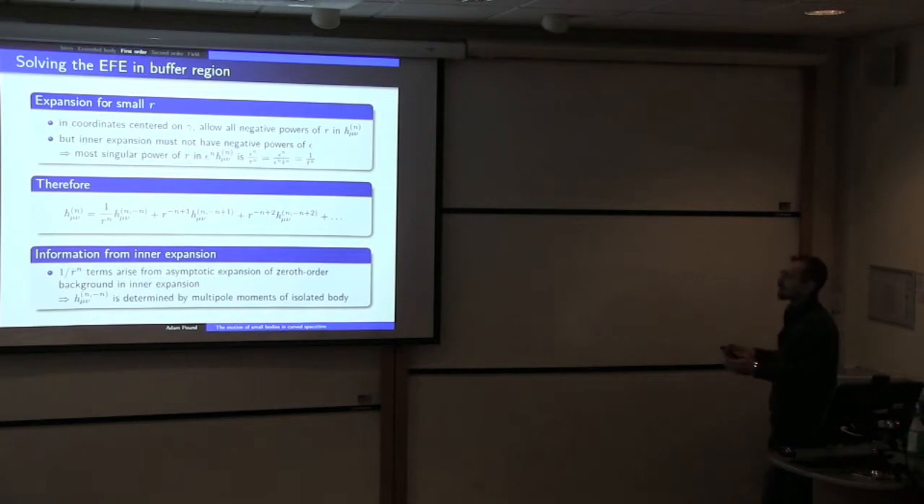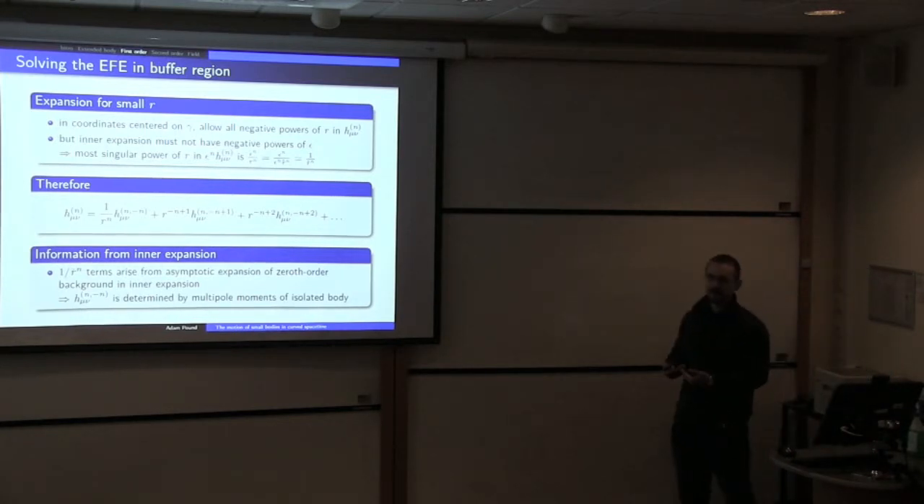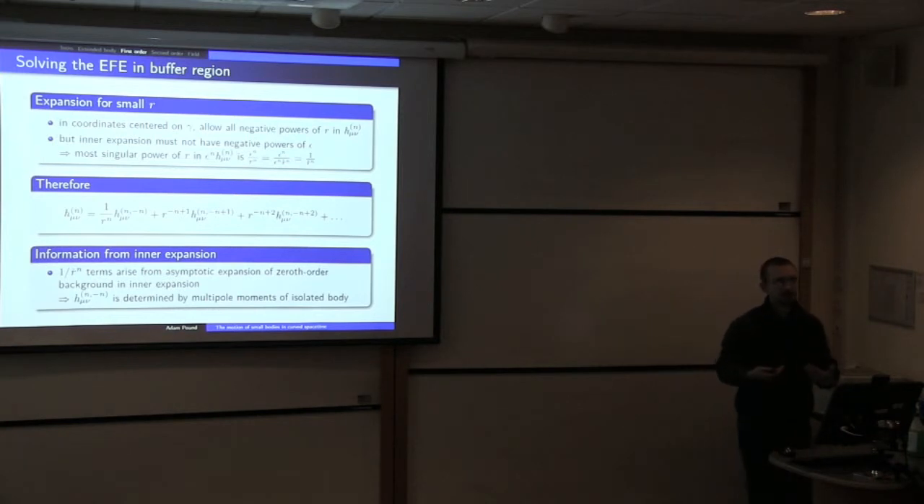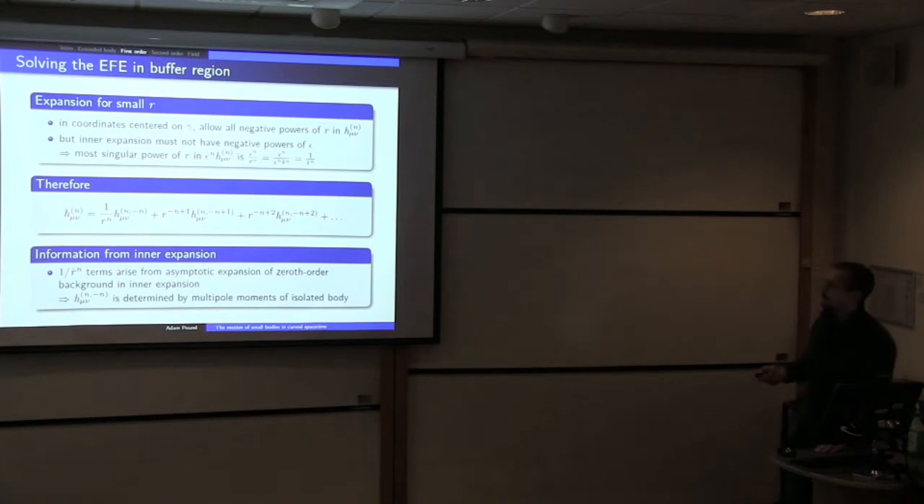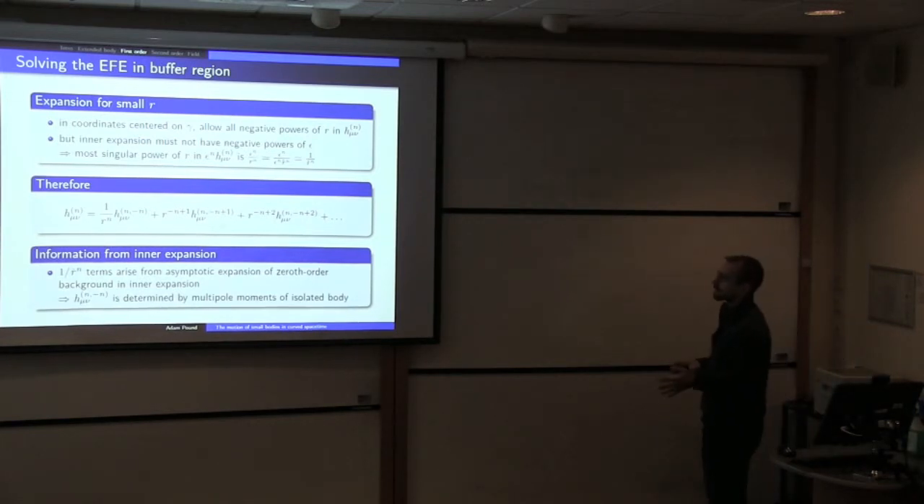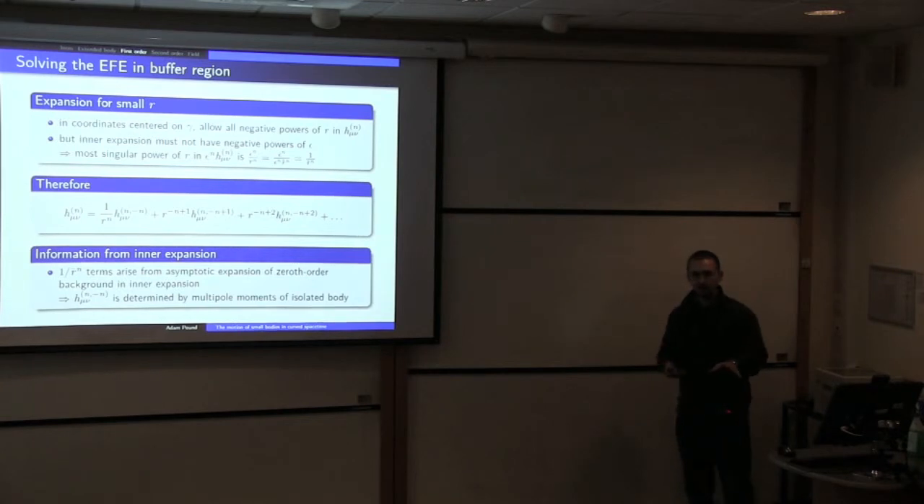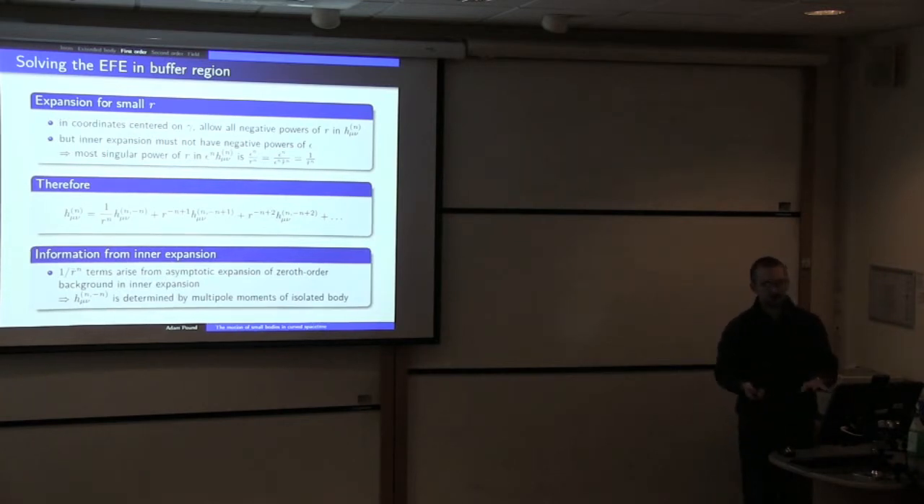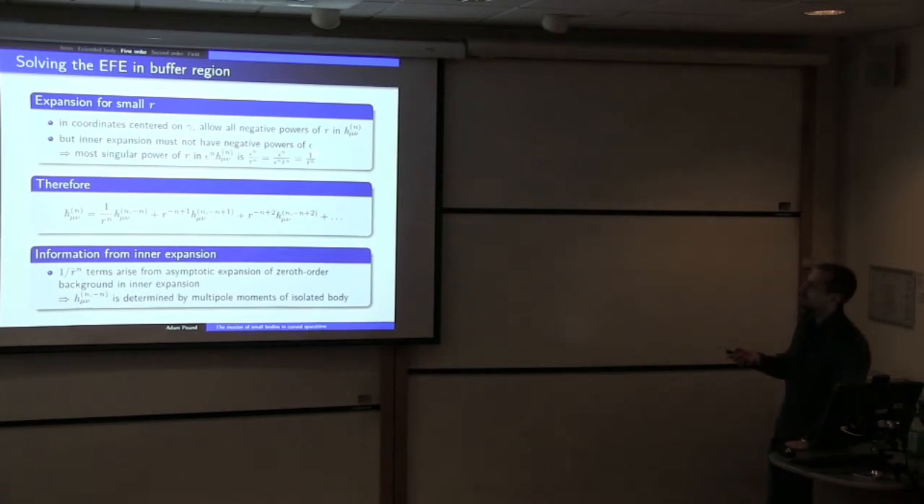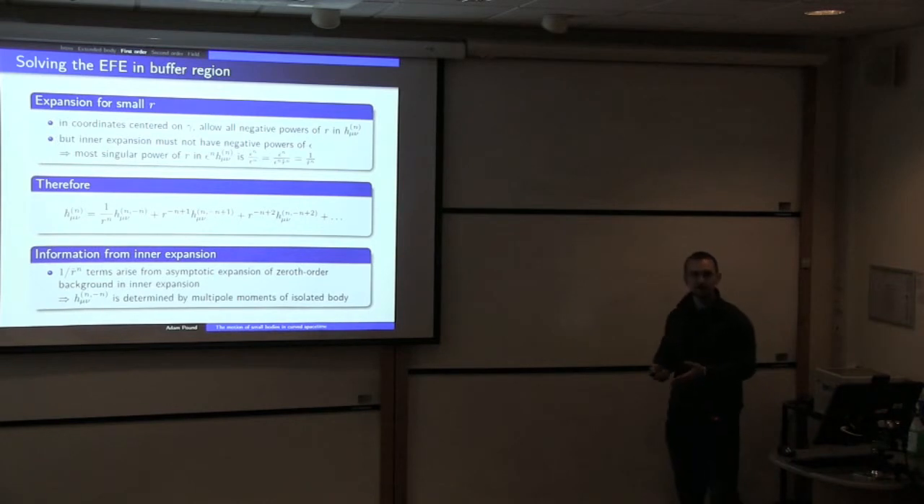Now naively, you might think you should allow all negative powers of r, because as you get closer to the object, the object's field gets bigger and bigger. But you actually get a cutoff on what the most singular, or what the highest power of 1 over r is. And that comes from the assumption that you have this inner expansion. So the inner expansion we're assuming is well behaved, which means that you can't have negative powers of epsilon in the inner expansion. What that means is you can't have negative powers of epsilon when you rewrite things in terms of that scaled distance I talked about.